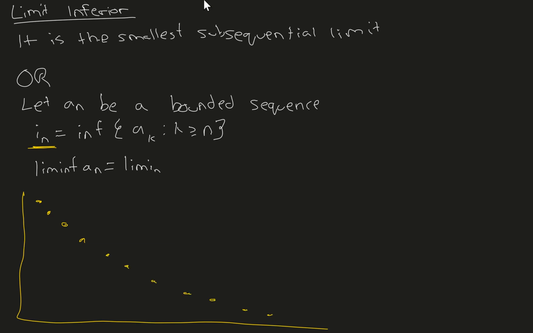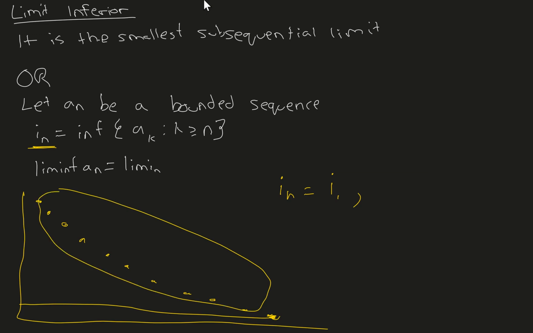So if we consider the lim inf of this, the infimum of all these terms, the sequence I_n, I1 will be this, and then we throw away the first term, then consider the infimum of the rest of the terms, and the infimum of the rest of the terms will be this. So this is I1, and this is I2. So we get that the sequence I_n is increasing.